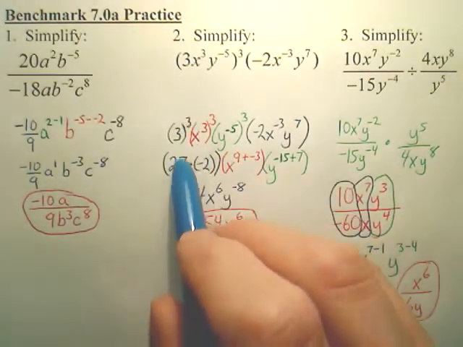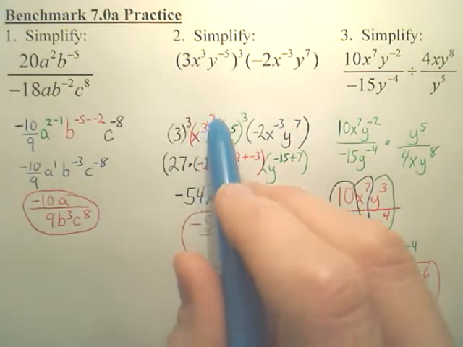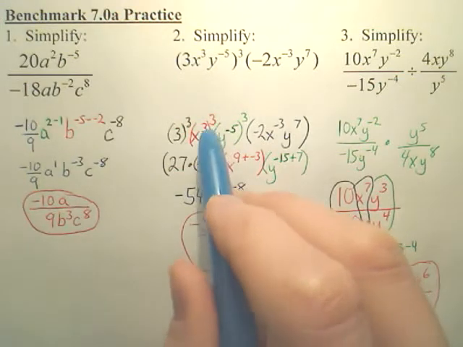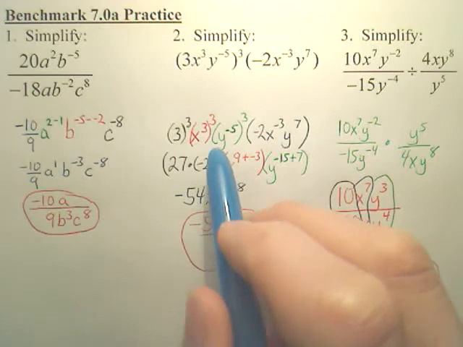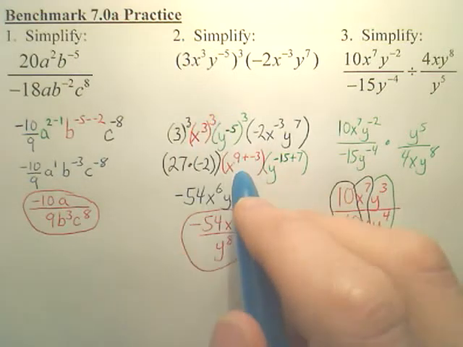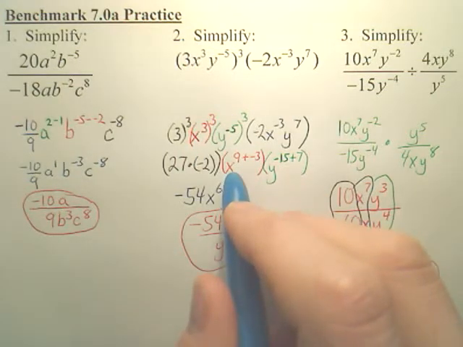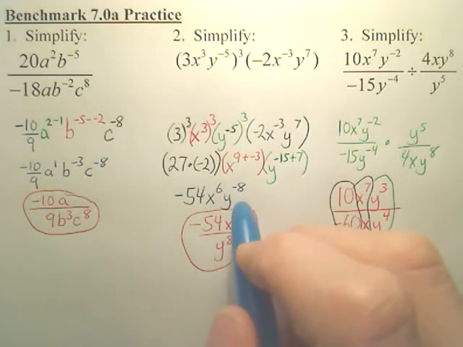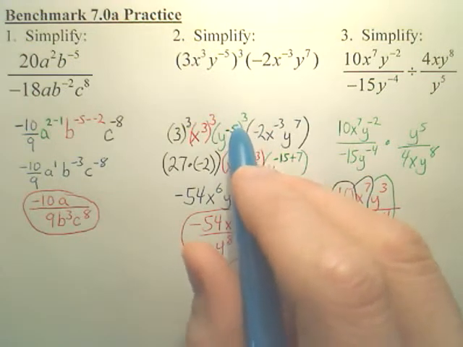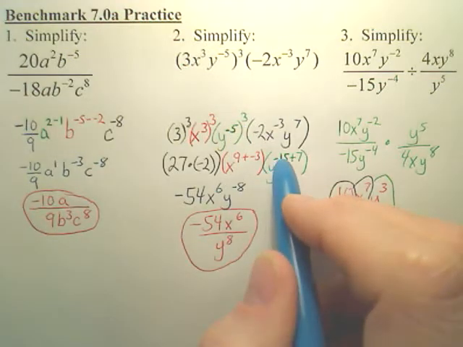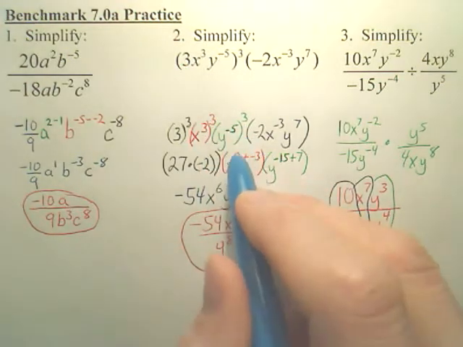And 3 to the third is 27. When you power a power, you multiply. So when you power a power, x to the third to the third ends up being 9. And then this one right here becomes a negative 15. See the negative 15 right there? So this is 9th power right there.